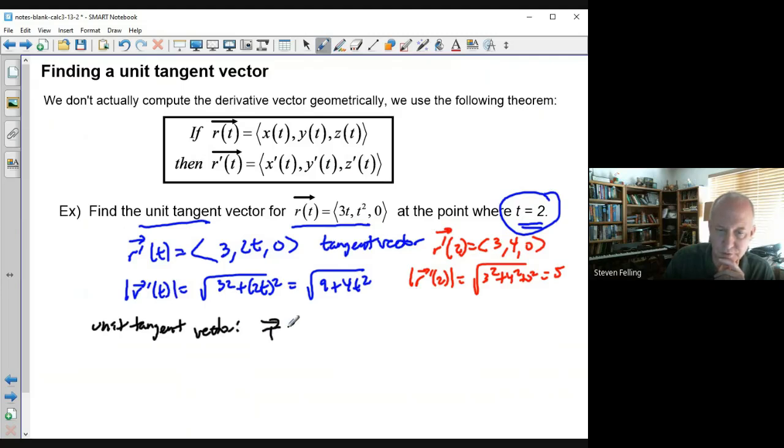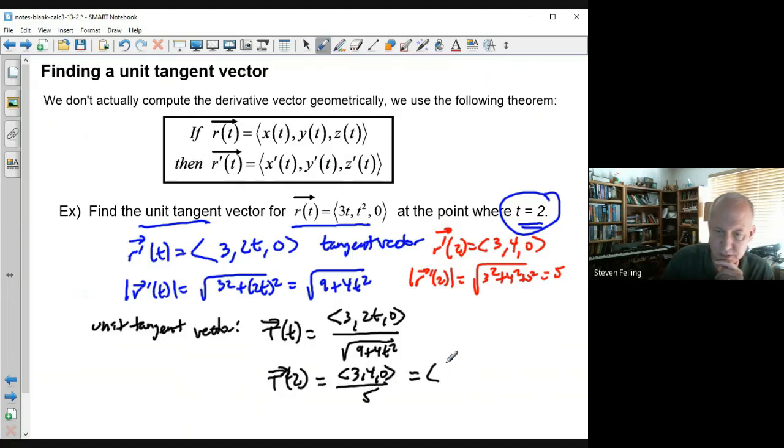So the unit tangent vector, which is usually abbreviated T, is just going to be the normalized version of the tangent vector. Generically, if I didn't have a t specified, I would write it like this: 3, 2t, 0, with a magnitude of the square root of 9 plus 4t squared. But what the problem is really asking is what is the unit tangent vector at 2? And so I would just take this vector 3, 4, 0 and divide it by 5.